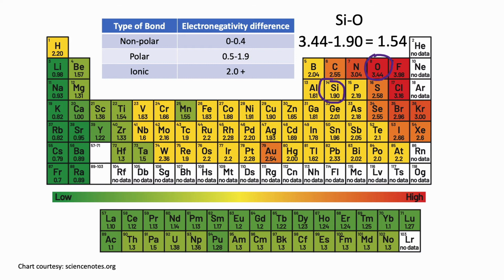That gives us a difference of 1.54. So this is going to be a polar covalent bond in which you're going to be more likely to find electrons near the oxygen than near the silicon.